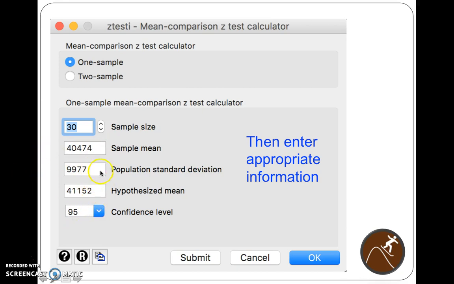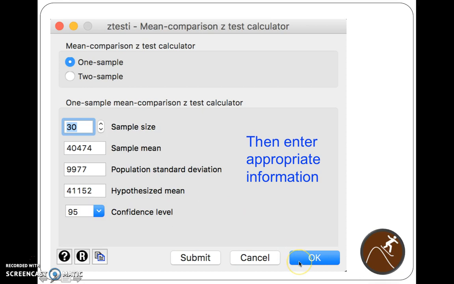Then we have to type in the population standard deviation. So the population standard deviation, that's not the sample. That's all of Kentucky. That's what we're comparing against. And then the hypothesized mean. So what do we think our sample is compared against? We're comparing against all of Kentucky. So that's the hypothesized mean.